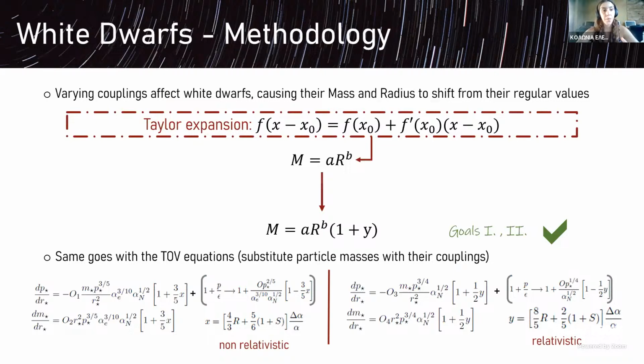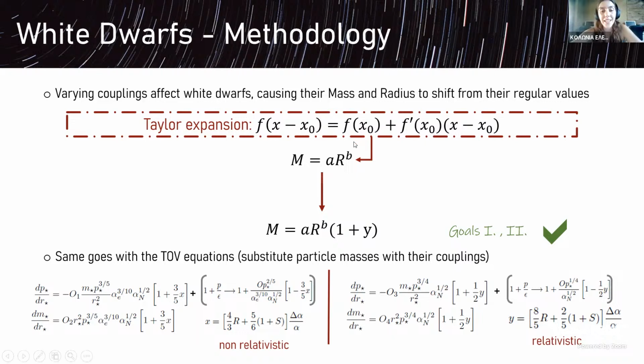We have to think about what varying couplings actually do to white dwarfs. What effect do these have on their dynamics, their masses and their radii? What happens is that when fundamental forces, so couplings, vary, the mass and radii of white dwarfs and neutron stars shift a little bit from their regular values. And how do we model this? We just use this expression, which is called the Taylor expansion. This is really important in mathematics and physics, and we use it to approximate and perturb the model like we want to.